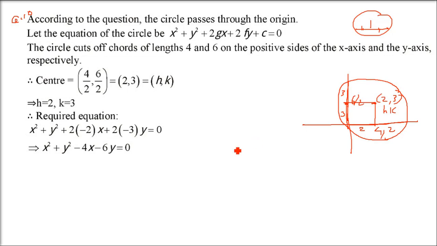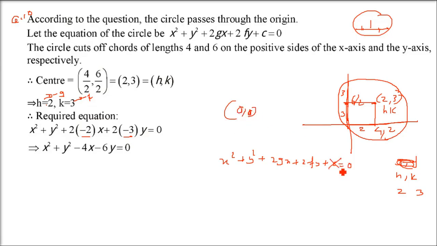The second thing, what do you need? It is saying that it is passing through origin. That's why we took 2 and 3. So there will be no constant term. That is x square plus y square plus 2gx plus 2fy plus c equals 0. H and k is 2 and 3. But you don't need h and k, you need minus h and minus k. That is, minus g and minus f are the center. So h is minus g, k is minus f. So g and f will be minus 2 and minus 3.